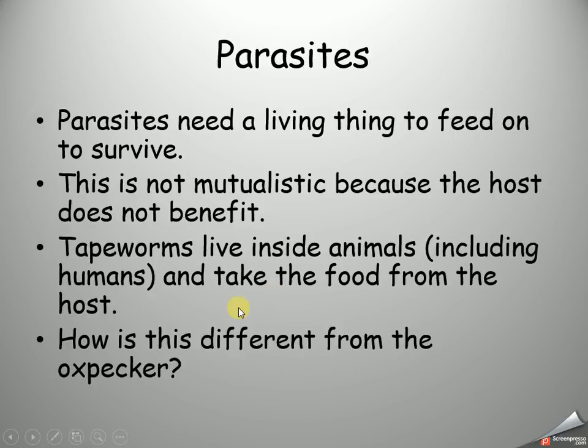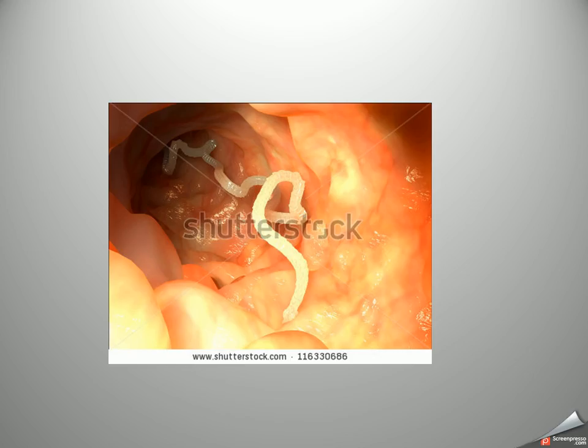Okay, they take food. How is it different? Again, just explain this in that the parasite only takes from the host. They don't give back to the host. Okay, they just take. Yeah. Okay, and this is an example of a tapeworm inside the intestines of a human, and this tapeworm is just taking the food from the host, but it isn't giving anything back. Okay, it's basically a parasite.